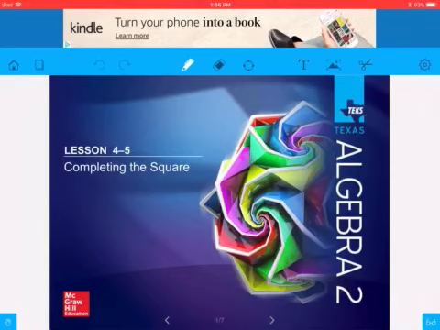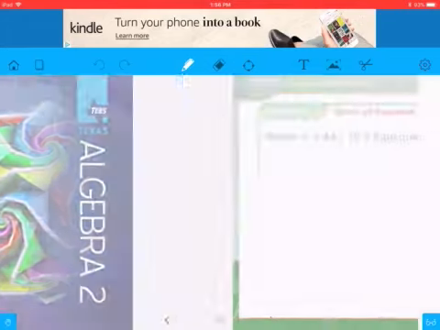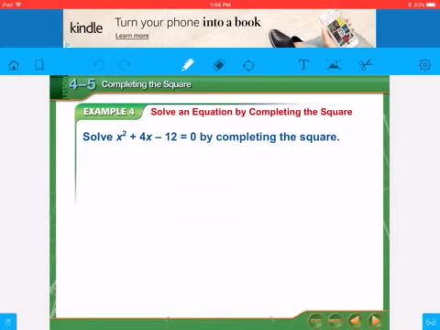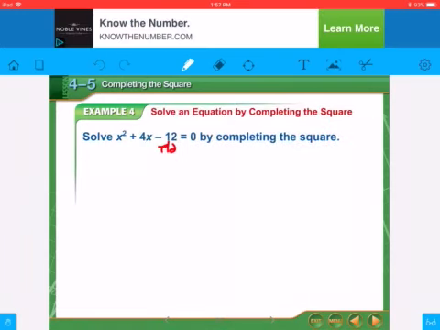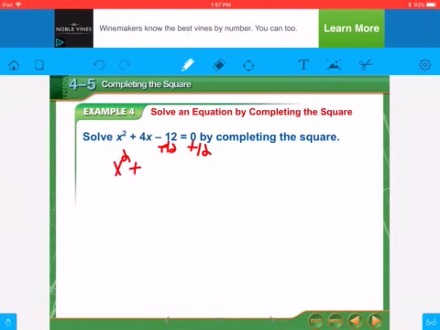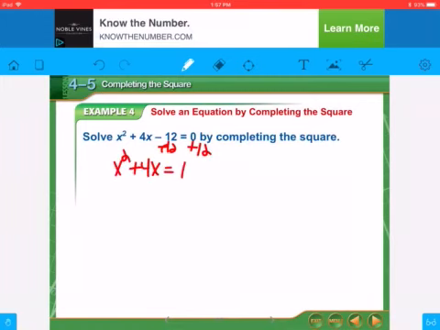Okay, so we are covering completing the square and solving quadratics by completing the square. So I have the quadratic x squared plus 4x minus 12 equals 0. To solve by completing the square, your first step is anything without an x needs to be moved over to the right side of the equation. So I'm going to add 12 to each side. So I have x squared plus 4x equals 12.